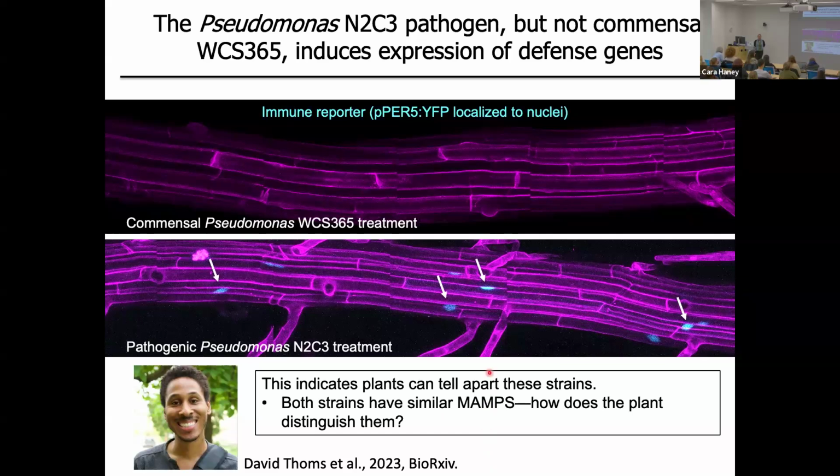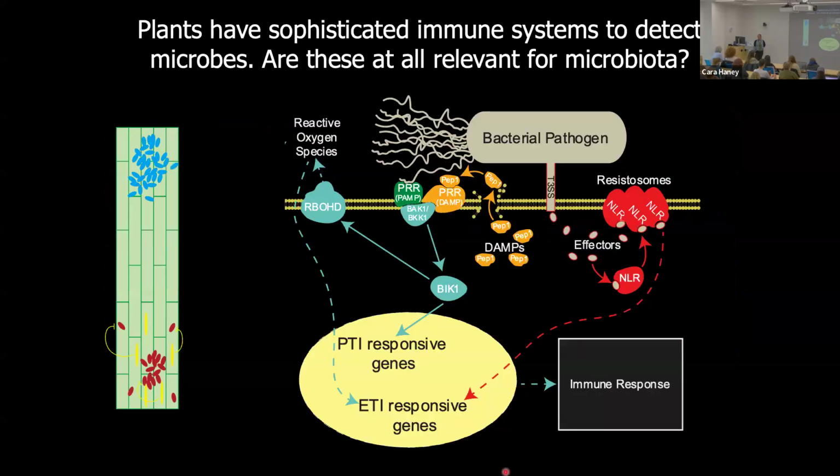So we wondered how plants could actually distinguish these. They have, as far as we can tell, identical microbe-associated molecular patterns. So they have the same flagellin sequence. They have very similar LPS, peptidoglycan, all of the known MAMPs look very similar. So how can plants tell them apart? To go back to my plant immunity diagram I talked about at the beginning, we thought it probably isn't microbe-associated molecular patterns because they're so similar, but I will formally test that.